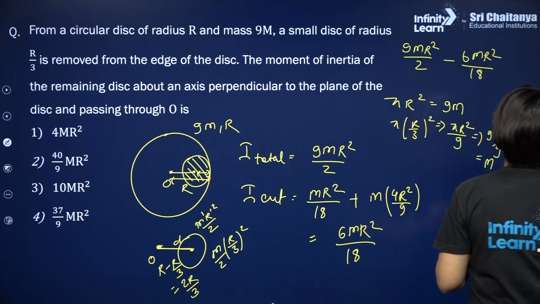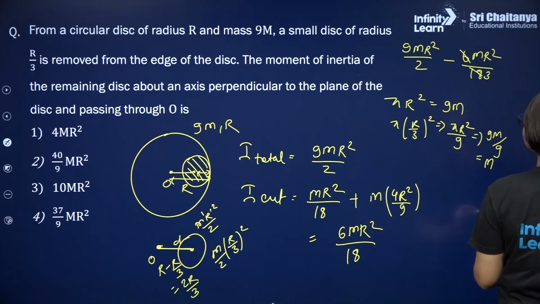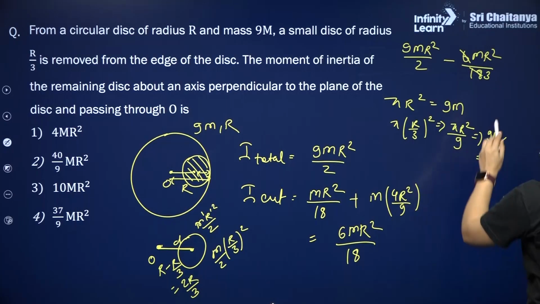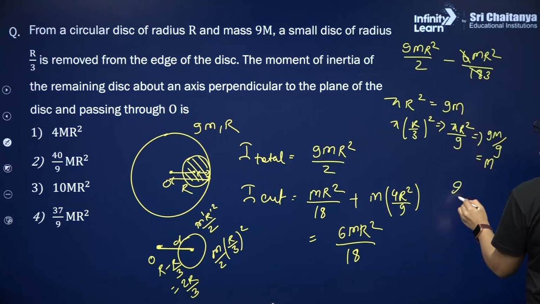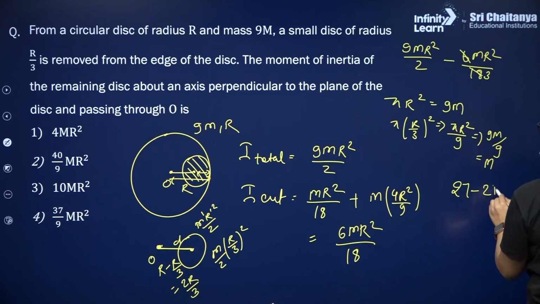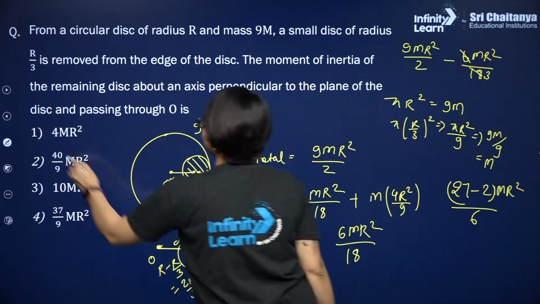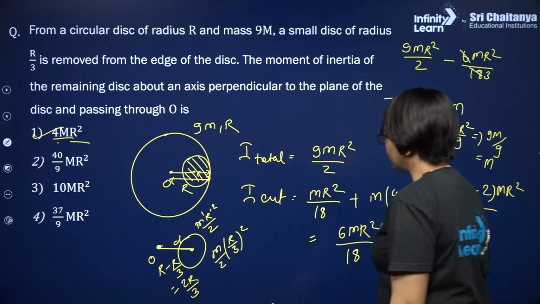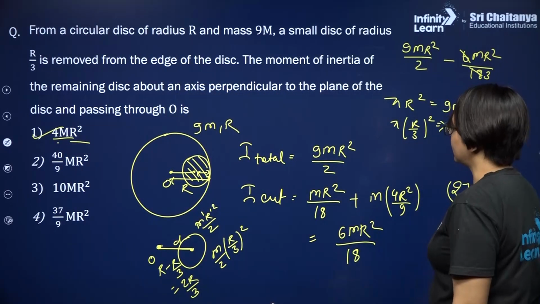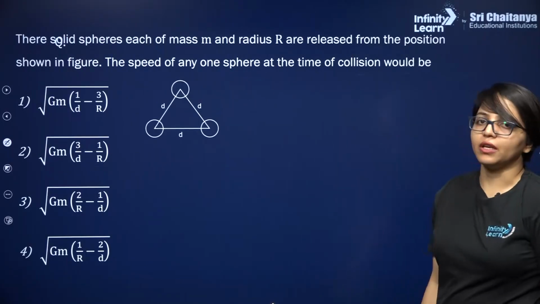This is 27 minus 2 MR square by 6, right. So this will give you 4 MR square over here, okay. So that is how you can find the moment of inertia for the remaining portion.